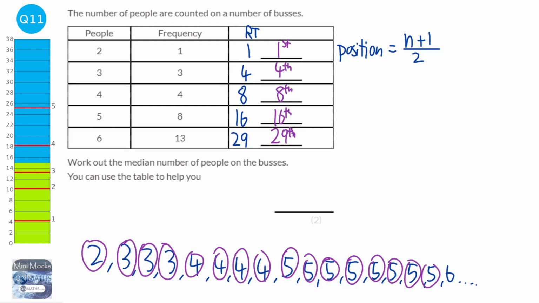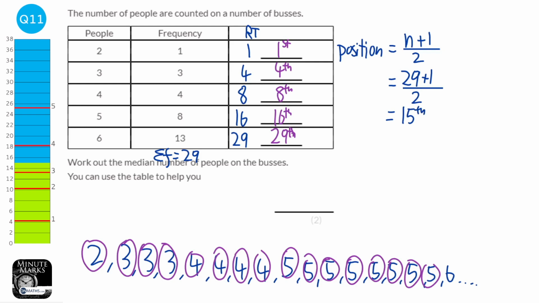Okay, so let's work out how many numbers there are, and we do that by adding up the frequencies. So we're just going to add up all of the frequencies together, and we find out that there's 29 numbers altogether. So 1 plus 3 plus 4 plus 8 plus 13. So using our formula, which is 29 plus 1 divided by 2. 29 plus 1 is 30, divided by 2 is 15. So we're looking for the 15th number.